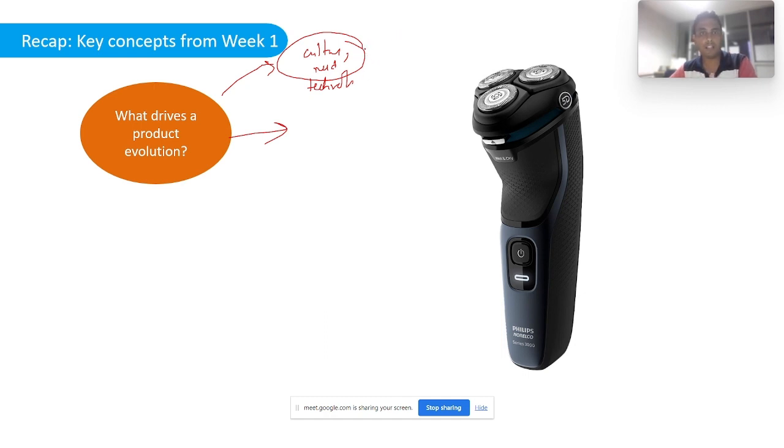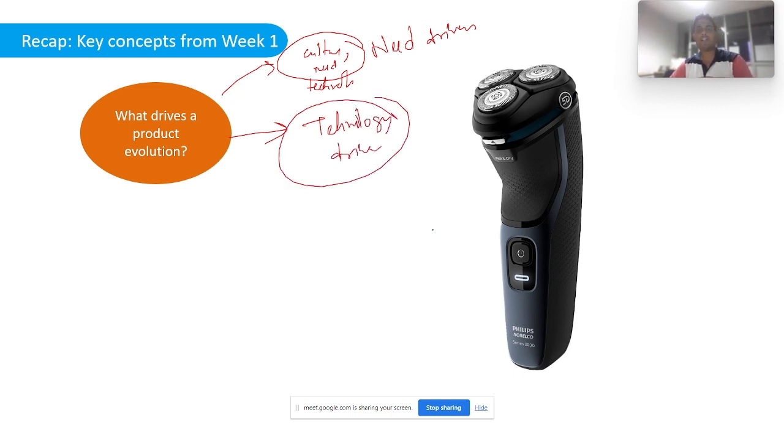So we can come up with two main drivers of product evolution. One is the need. It can be from a cultural perspective, it can be a requirement perspective. Whatever it is, one is need driven product evolution, and the other one is technology driven. Another example for technology driven can be when smartphones came into the picture. It is more like a technology push.